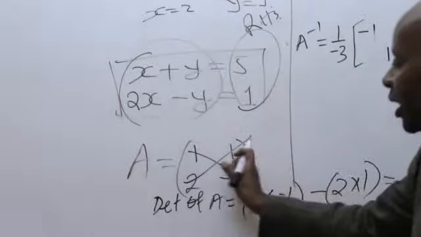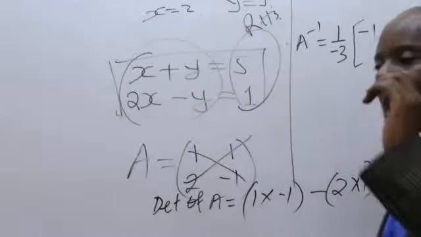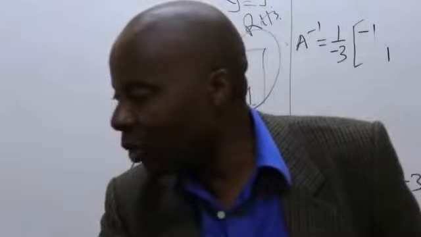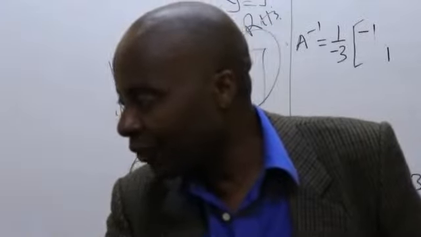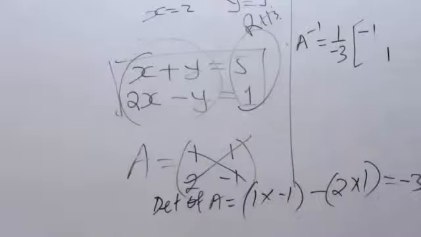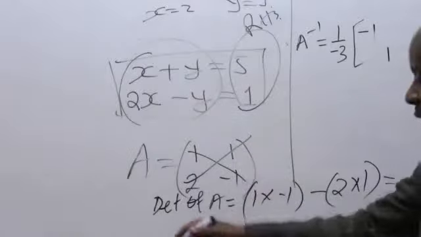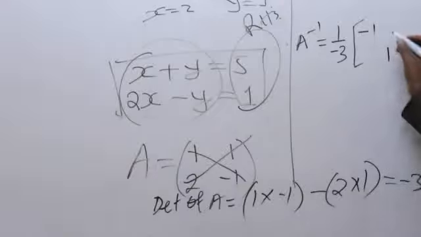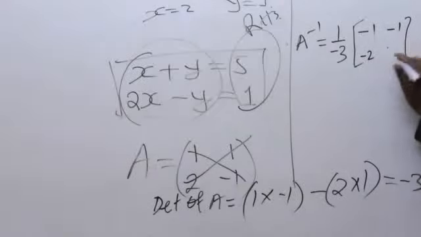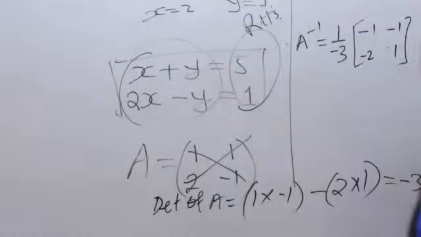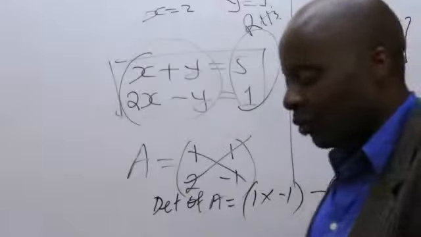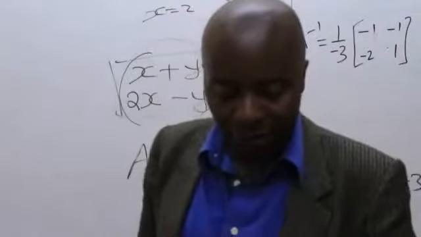And then we have the secondaries. We leave them where they are, but we change their signs. What have we said about secondary? We shall leave them where they are, but change their signs. Both of them were positives, so here both of them will be negatives. Now, ladies and gentlemen, that is our inverse of matrix A, the inverse of the base matrix.